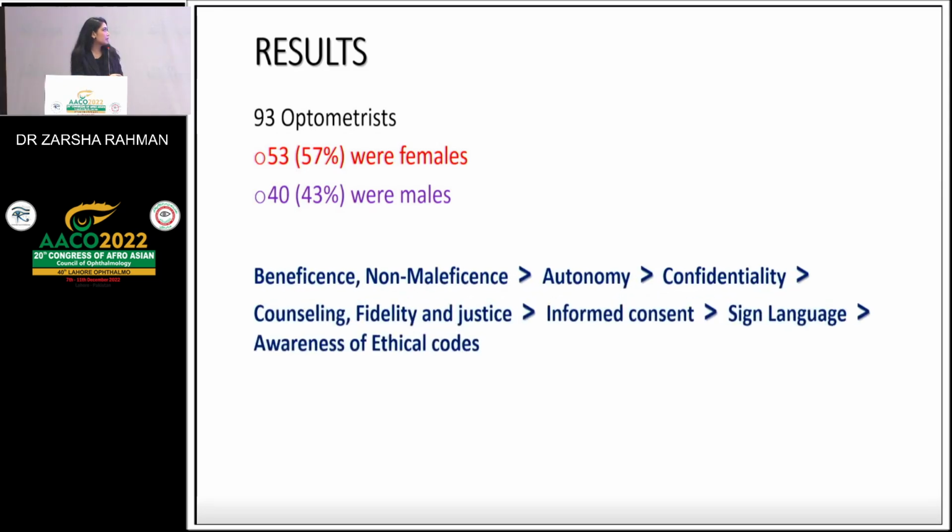Results came up this way: optometrists showed the highest level of awareness in beneficence and non-maleficence, then autonomy, then confidentiality, and then counseling, fidelity, and justice. And these were the last, the least responses. There were very poor responses in informed consent, sign language, and awareness of ethical codes. So these are the points where we should work.